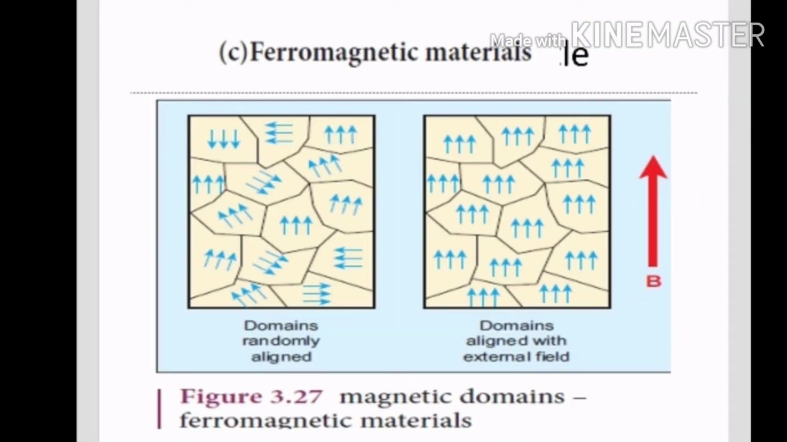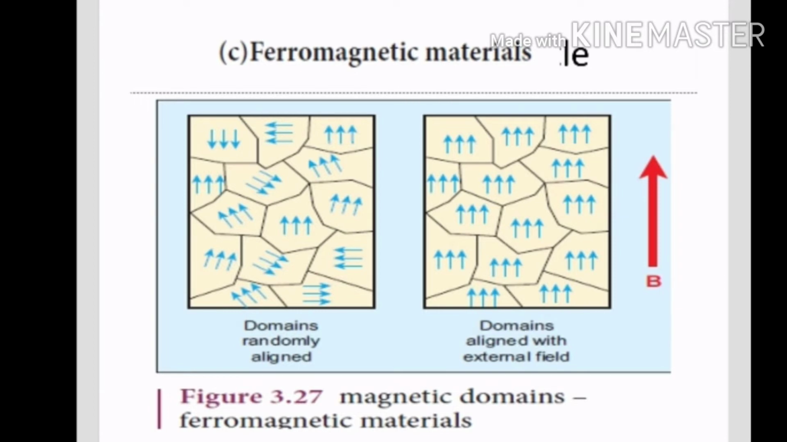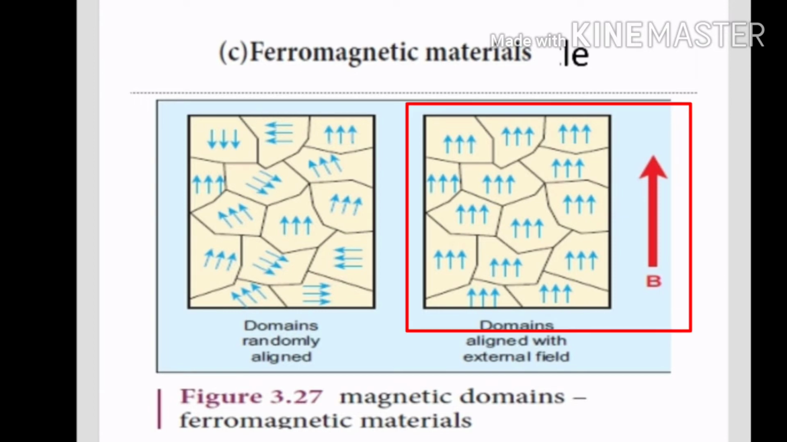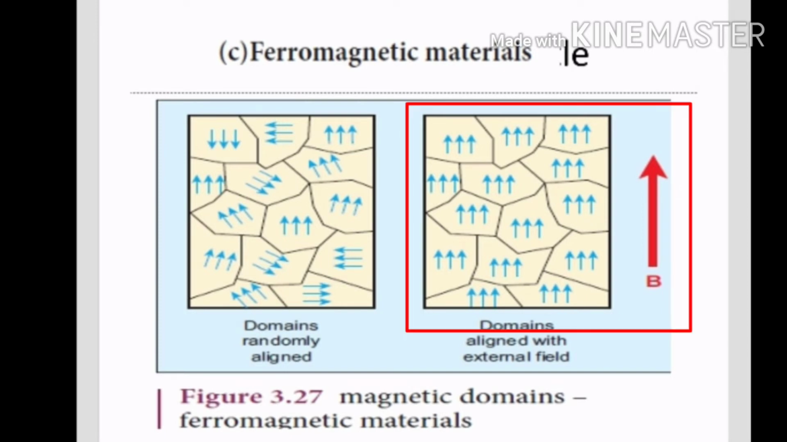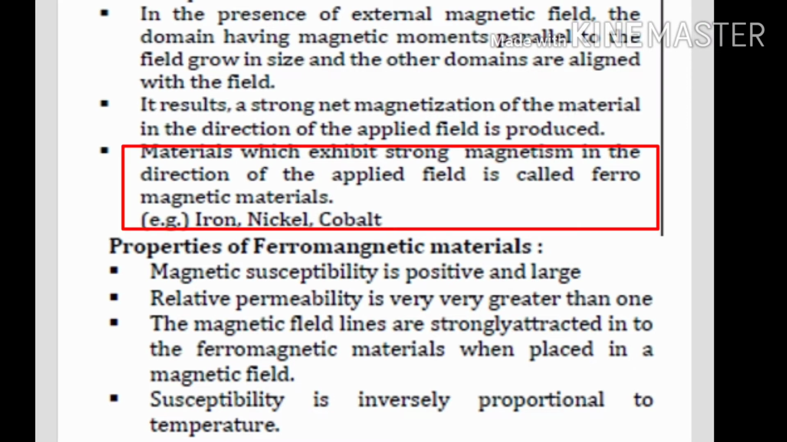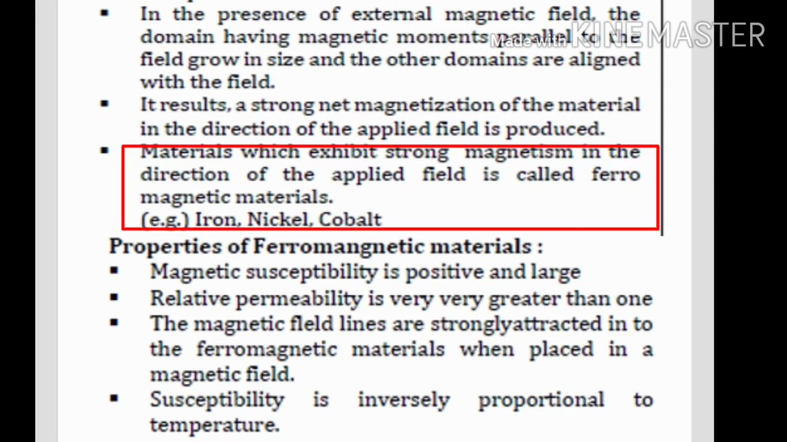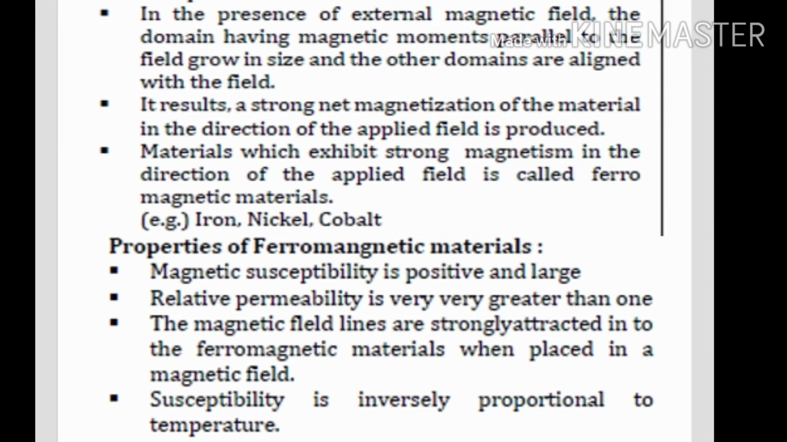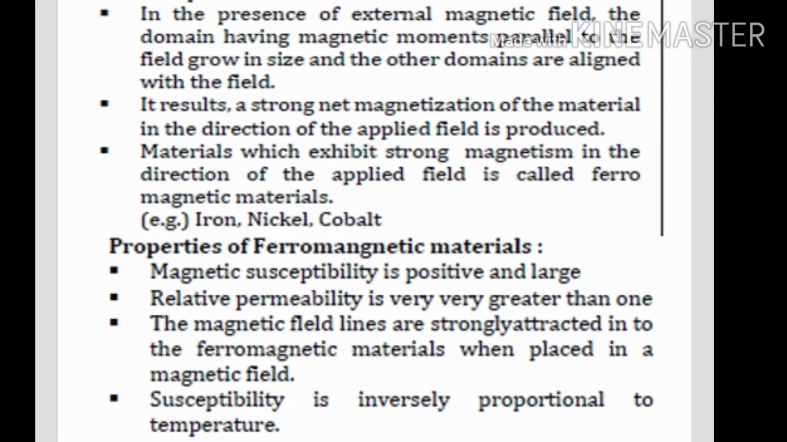In the presence of an external magnetic field, the domains having magnetic moments parallel to the field grow in size and the other domains are aligned with the field. It results in a strong net magnetization of the material in the direction of the applied field. Materials which exhibit strong magnetism in the direction of the applied field are called ferromagnetic materials. Examples for ferromagnetic materials are iron, nickel and cobalt.